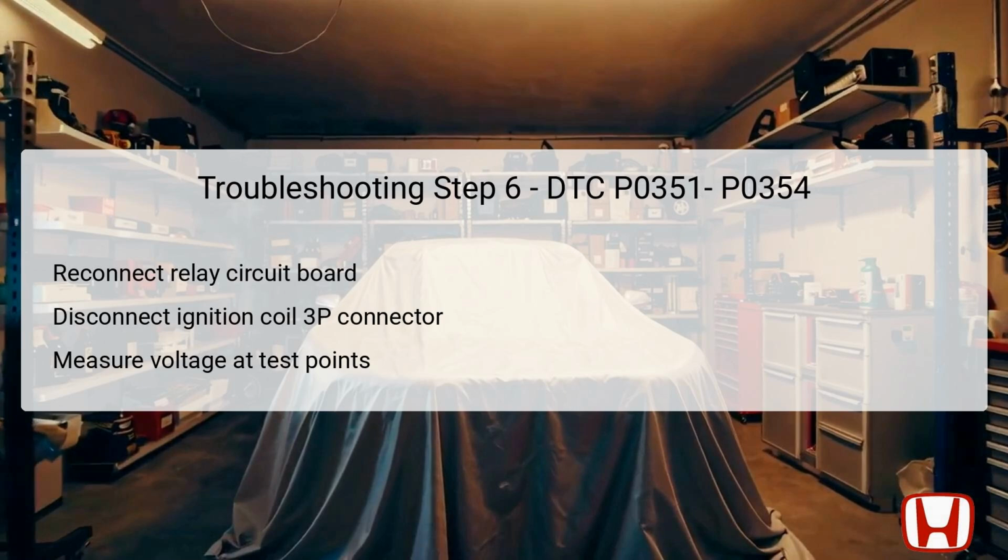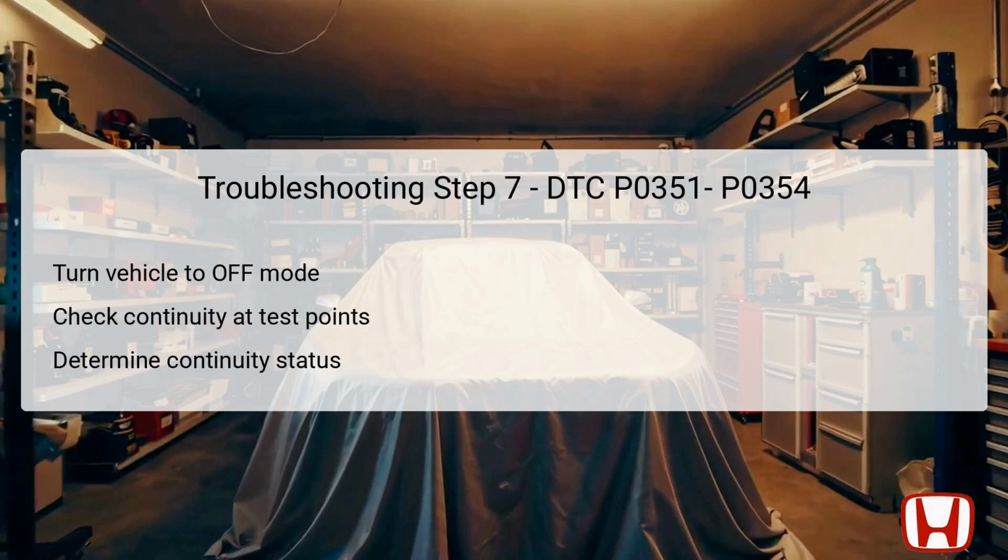If battery voltage is confirmed, this indicates a problem exists downstream. If no voltage is present, repair an open circuit in the IG coil RAL, IG1 coil, IG1 IGN wire, which runs between the ignition coil and the relay circuit board.